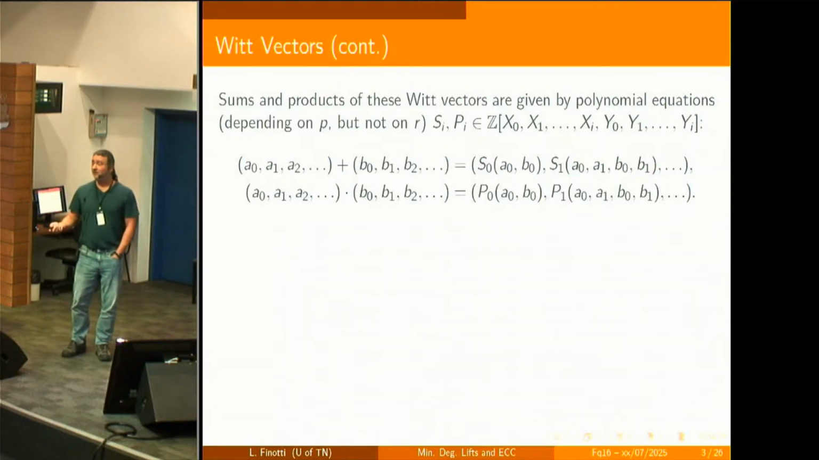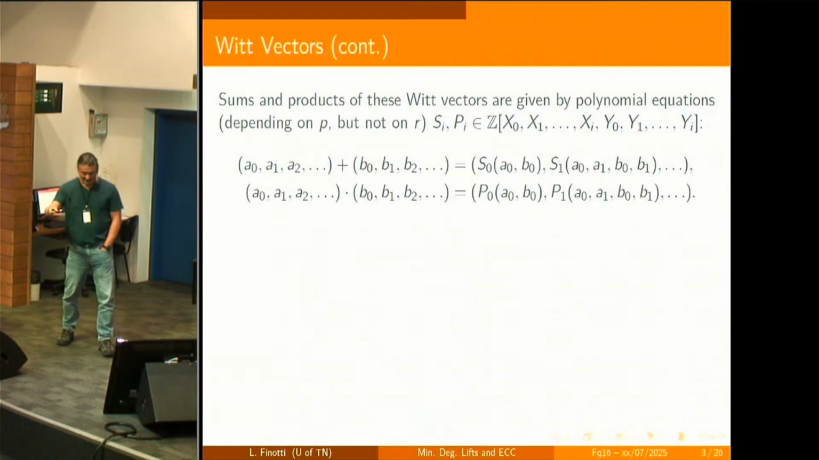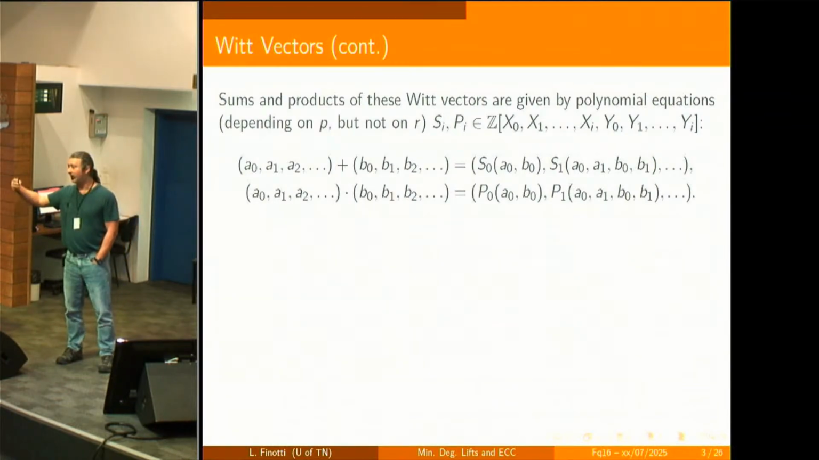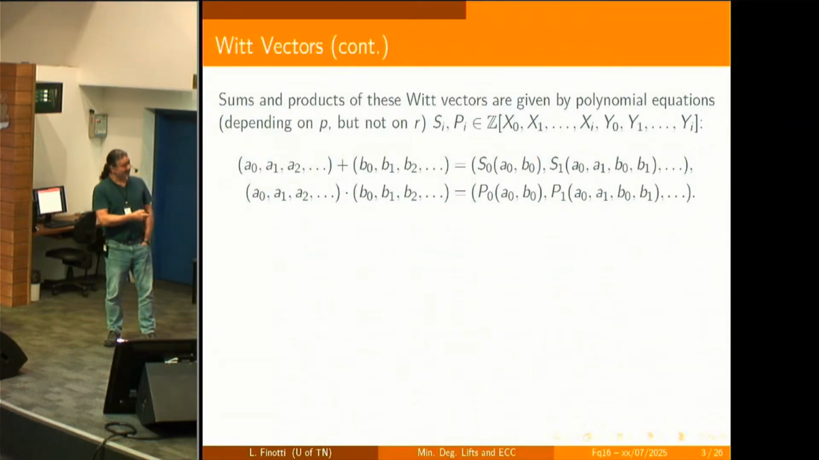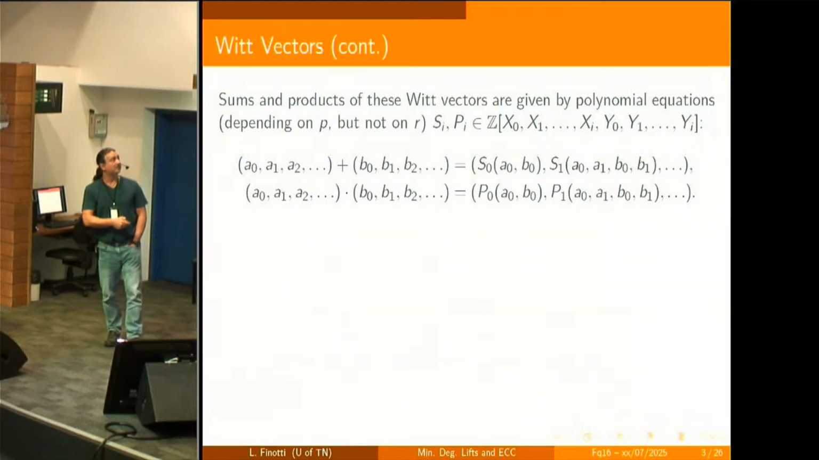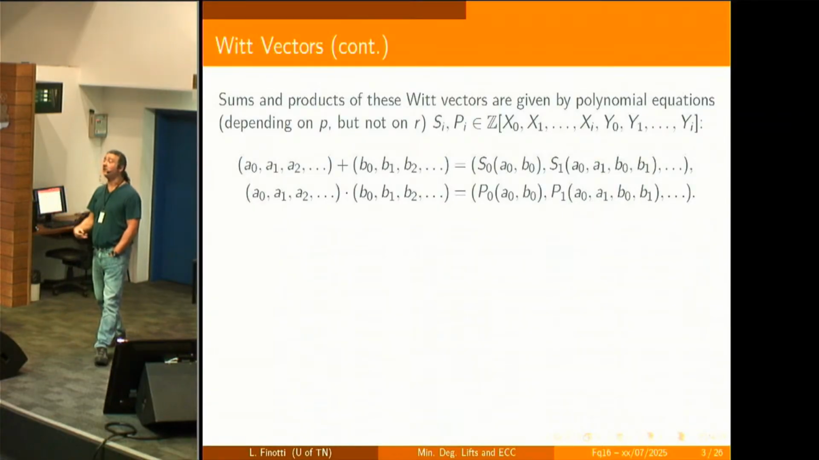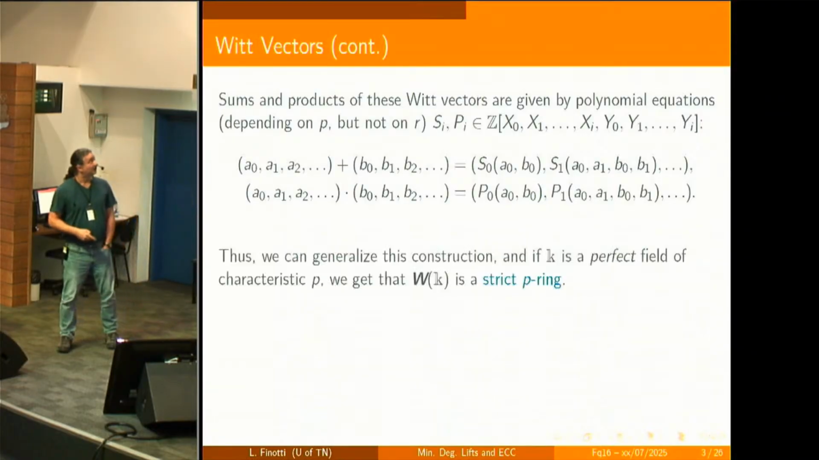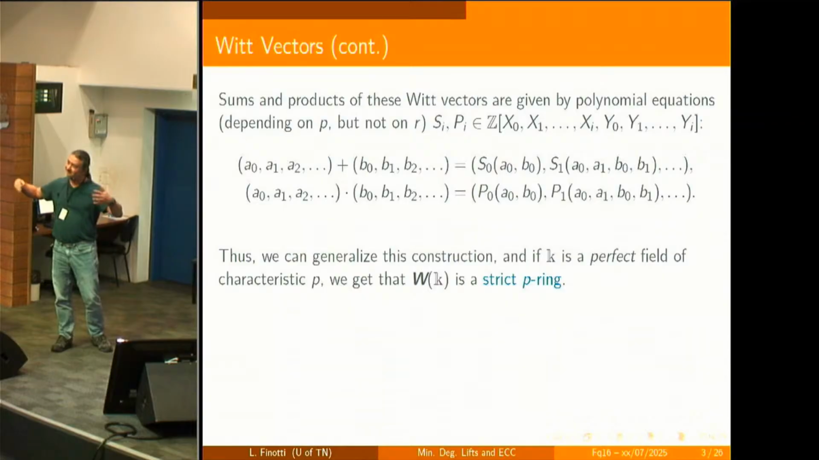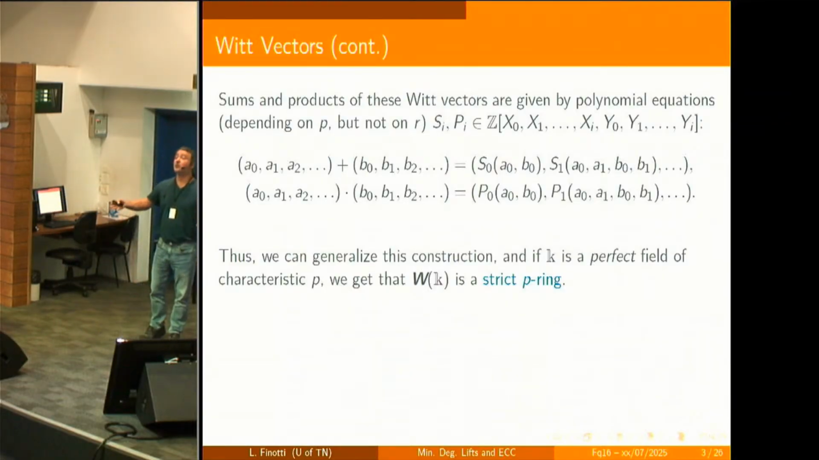So what you can do at this point is say, well, what if I don't start with a finite field in characteristic p, but any field in characteristic p? You can still use exactly the same formulas, the S_i's and the P_i's, to define a sum and a product, and what you get is indeed still a ring. And this is the ring of Witt vectors. So this construction is a different way of seeing just these q-adic integers.